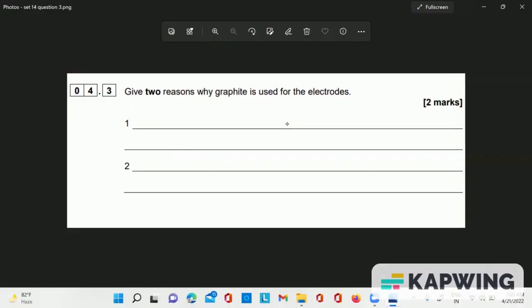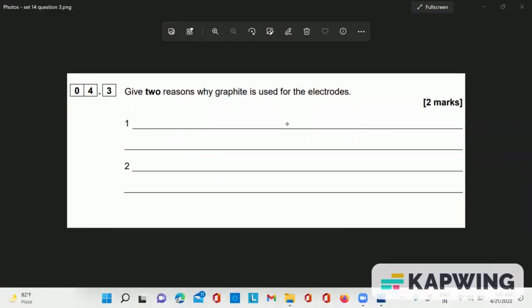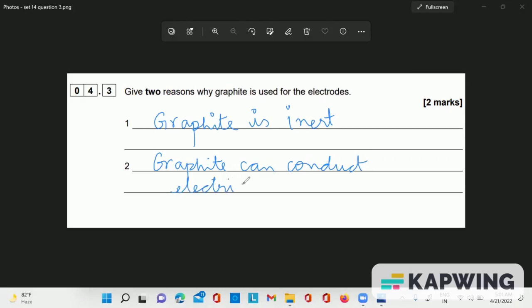Give 2 reasons why graphite is used for electrodes. So the first reason is graphite is inert by nature. It doesn't react. The second reason is graphite can conduct electricity. So these are the 2 main reasons why graphite can be used for electrodes during electrolysis.